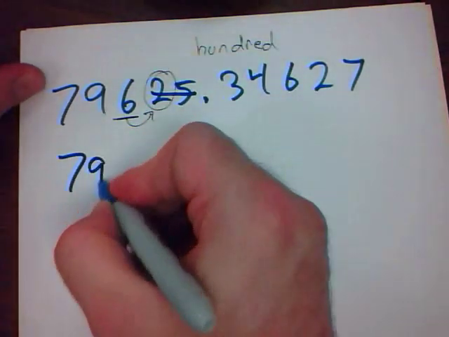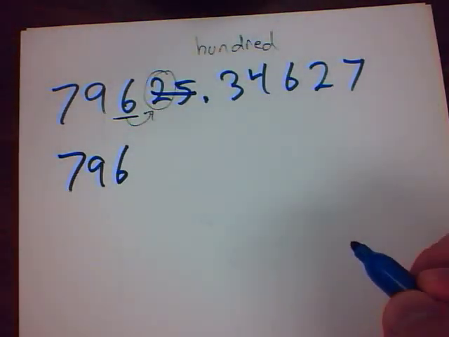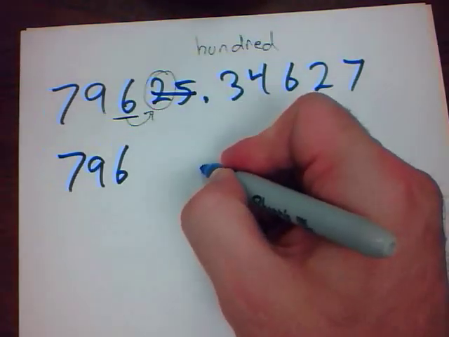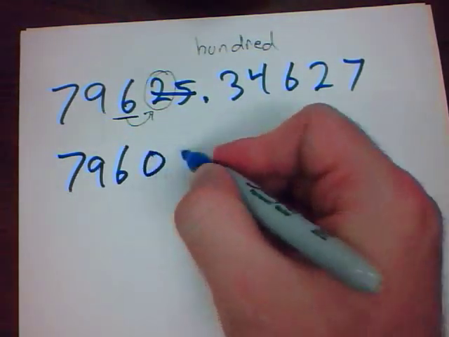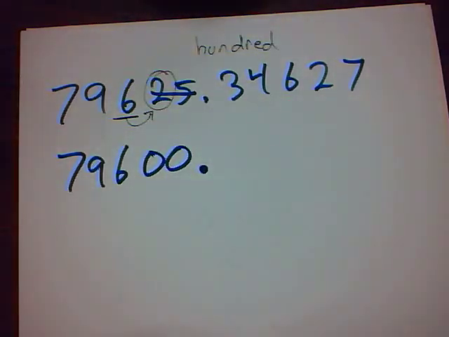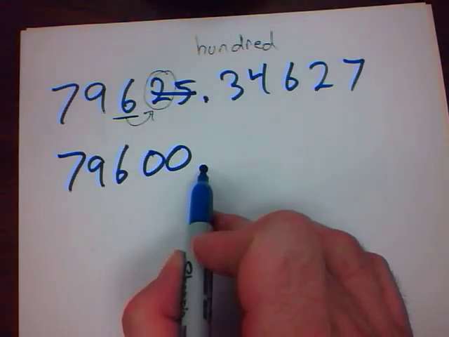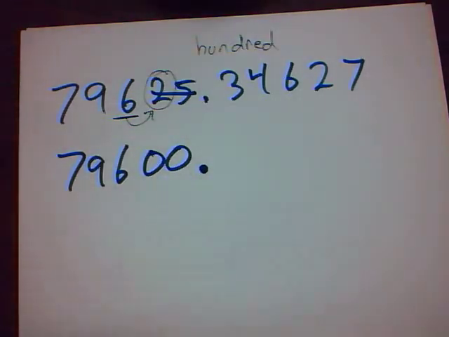It's going to be 796. Now, here's where people make a mistake. They put 796, but it isn't. There's a decimal here. I'm going to have to fill in with 2 placeholders. 79,600. And that is how to round.